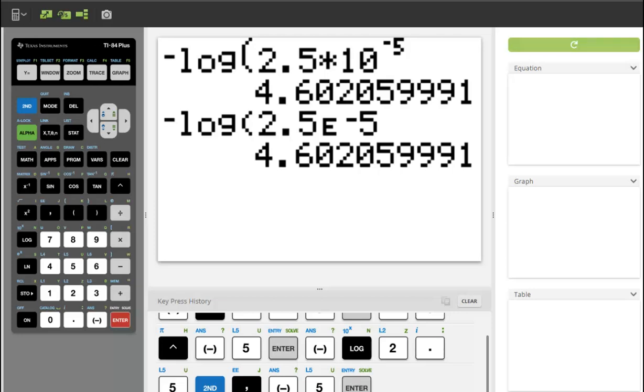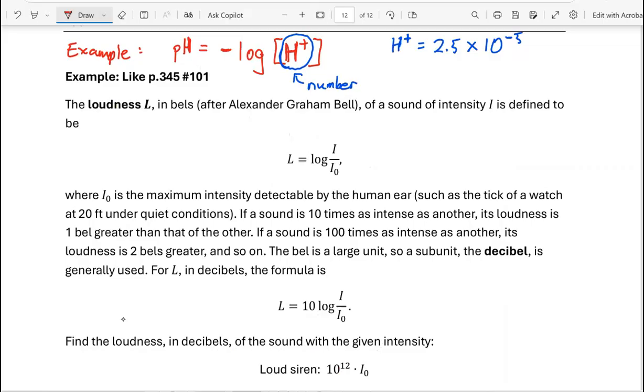Okay, all right. So that's all you got to do on that problem. So I didn't have that example. Let me go back to the last one.